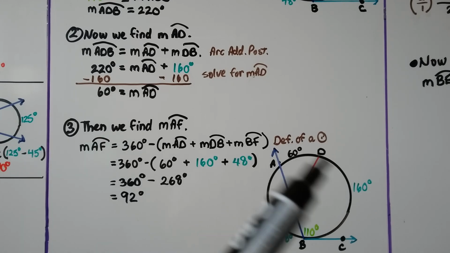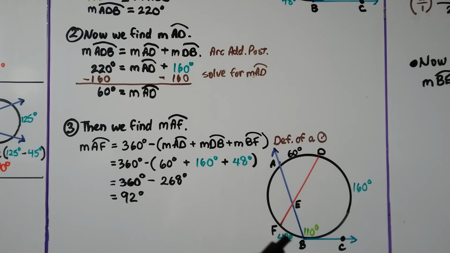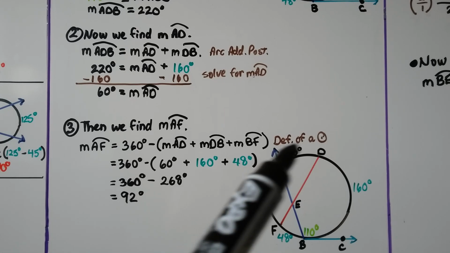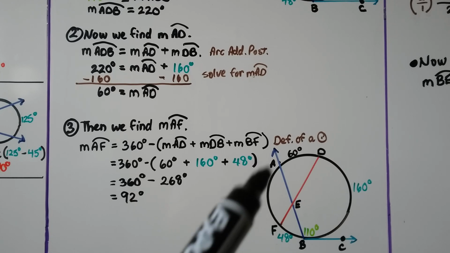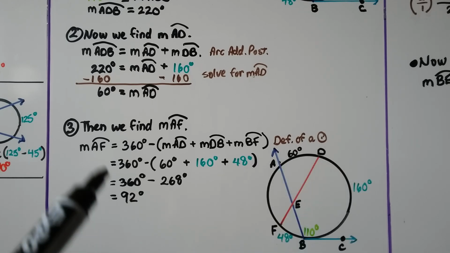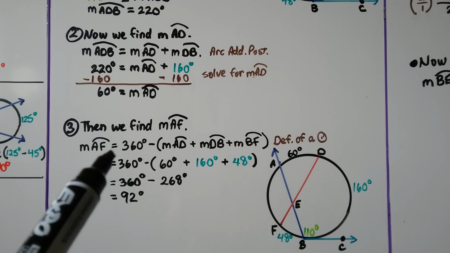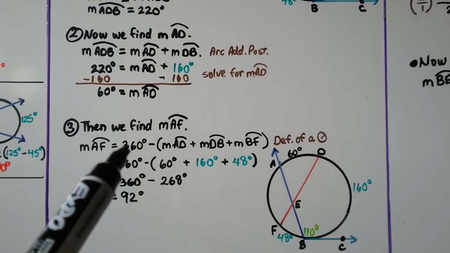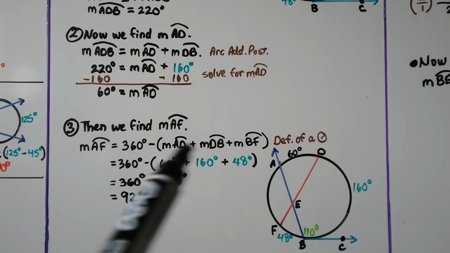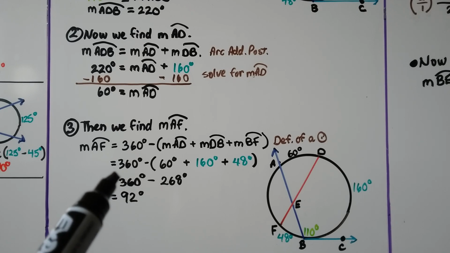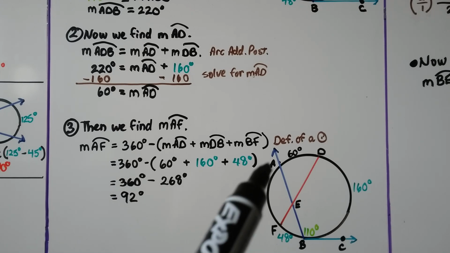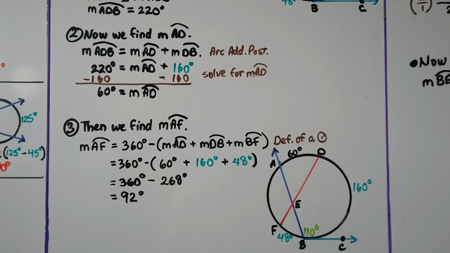So now we have this arc measure, and this arc measure. We're trying to find this one. And all of these arcs together plus this one are going to make a 360-degree circle. So we can do the measure of arc AF is equal to the 360 degrees minus these added together. So we're going to add 60, 160, and 48. That's going to give us 268. When we subtract it from the 360-degree circle, we get 92 degrees. So arc AF must be 92 degrees.